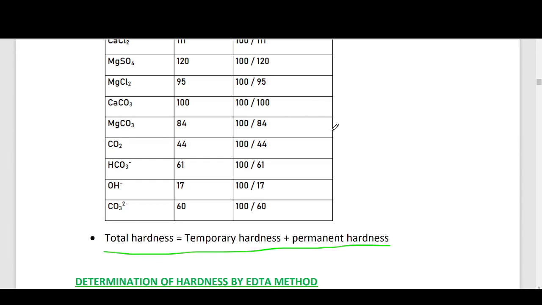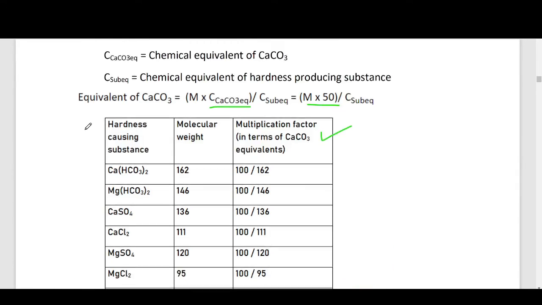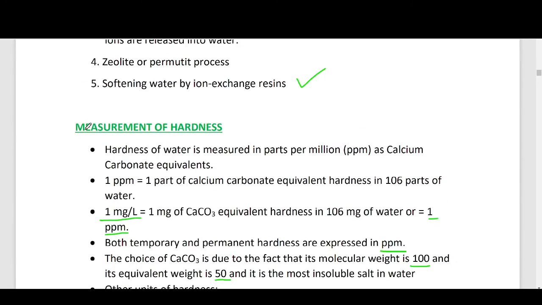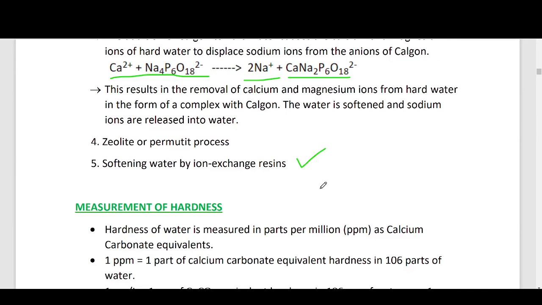So that's it for this video. In the next video, we'll see how to solve some important numerical problems on hardness. Thank you.